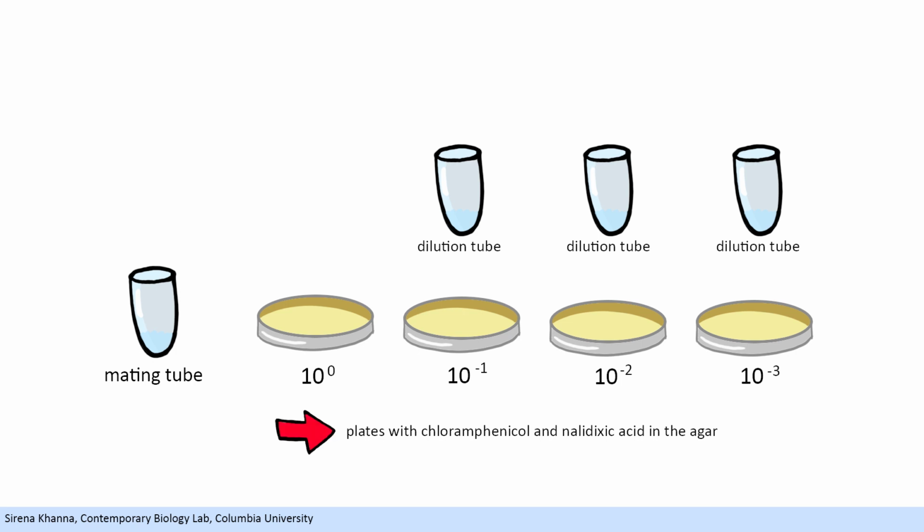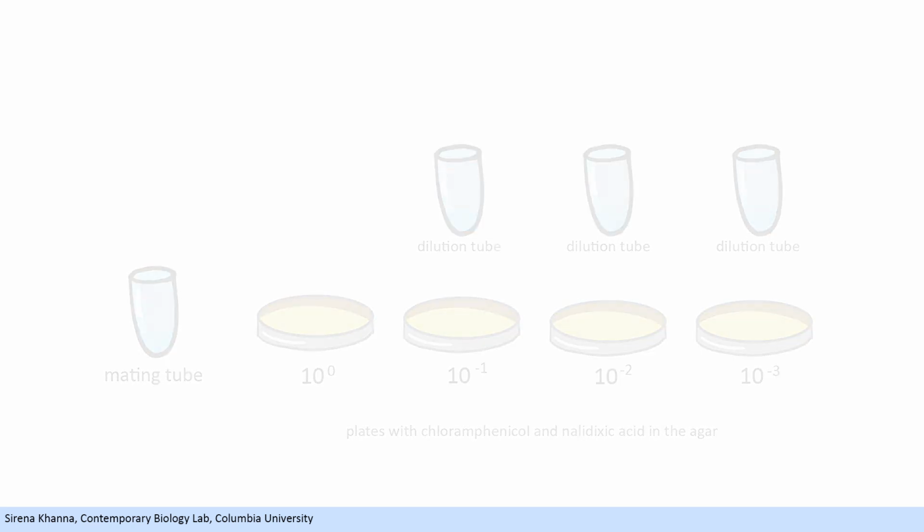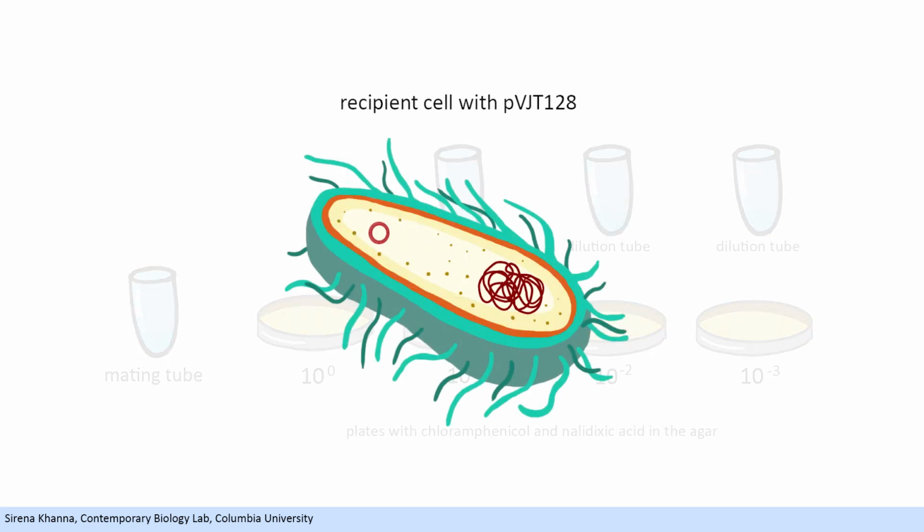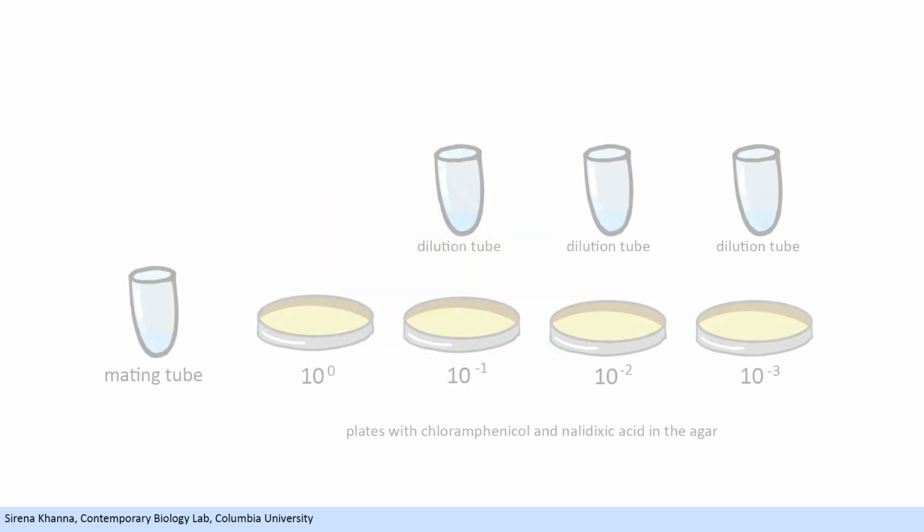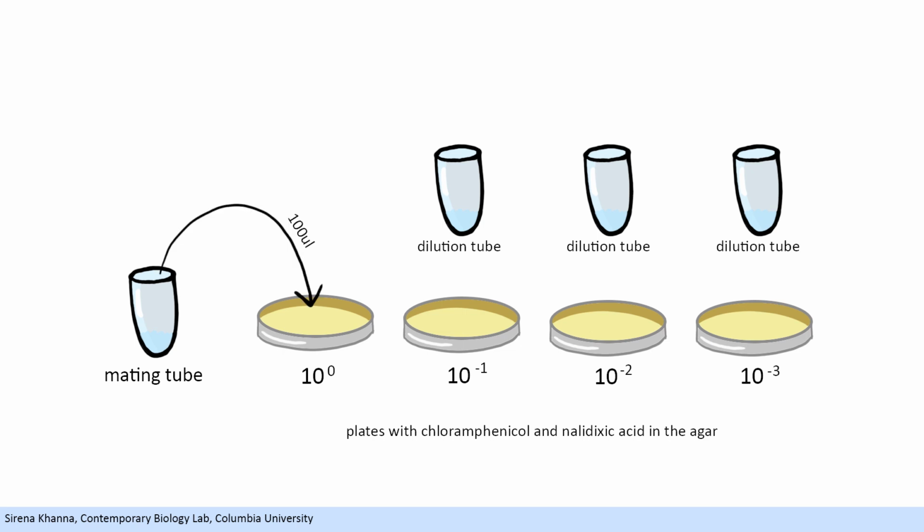This agar contains chloramphenicol and nalidixic acid. Only cells that are resistant to both antibiotics will survive and grow on the plates. In other words, only recipient cells that have received the plasmid PVJT128 will grow on these plates. These cells represent successful conjugation. The 10⁻⁴ dilution can be taken directly from the mating tube and plated onto the agar. The other dilutions must be made through the serial dilution process.